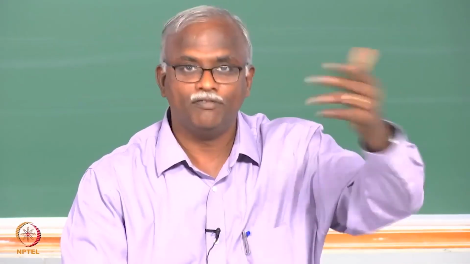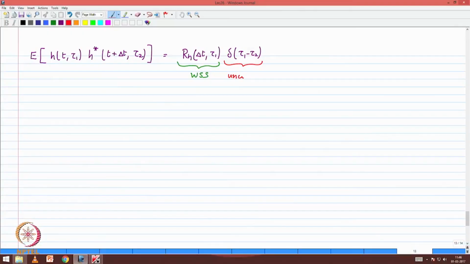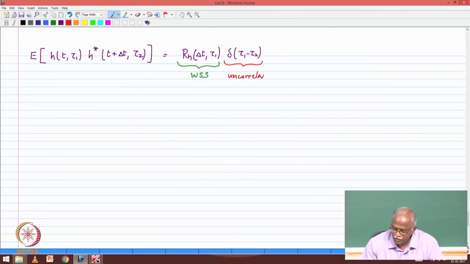Okay. So this is the wide-sense stationary part. This is the uncorrelated scattering. Uncorrelated scattering means the scattering caused at different delays is uncorrelated with each other. So this together gives us the complete picture of what we have to work with, which is called the WSS US model.